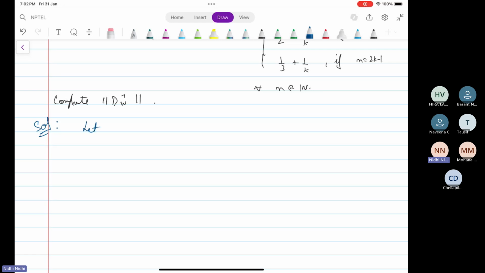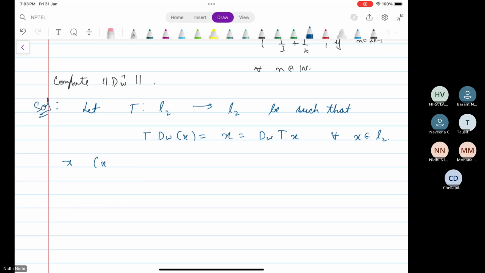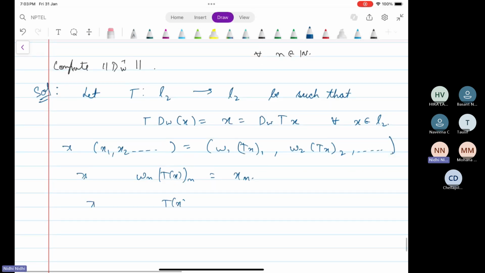Suppose it has an inverse. Let T from l^2 to l^2 be such that T D_W x is equal to x is equal to D_W T x for every x in l^2. This gives us x1, x2, and so on. This sequence is equal to w1 times the first element of Tx, w2 times the second element of Tx, and so on. So this tells us that w_n times the nth element of Tx is equal to x_n. That means the nth element of Tx is equal to x_n by w_n.